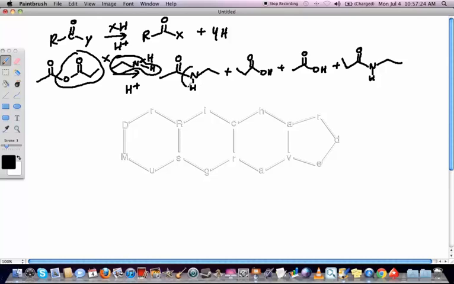This is our X group here. And it will end up replacing the Y group, and then we end up with YH. And there we go, there's our Y with an H group on it. Alright, so that's how we end up getting the first two products if we use the C double bond O here to attack. And that's what we'll do in the first step of the mechanism.